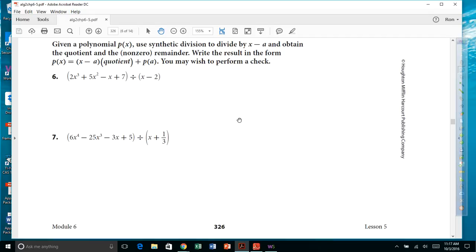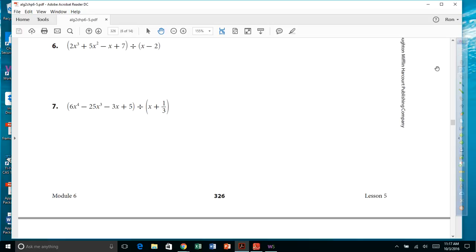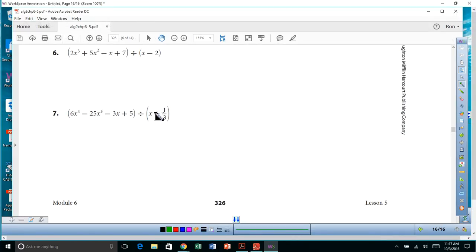All right, so let's try this. You've got 2x cubed plus 5x squared minus x plus 7, and x minus 2. So x minus 2 equals 0, so x equals 2. So we're going to put 2 in the box here. And then our coefficients, 2, 5, negative 1, and 7.